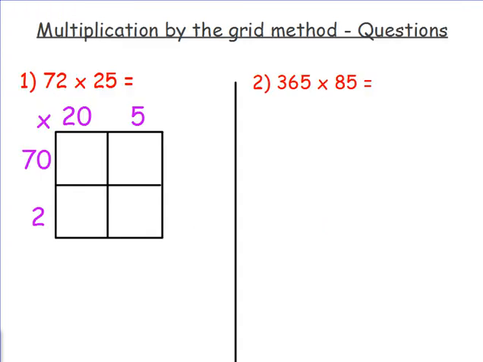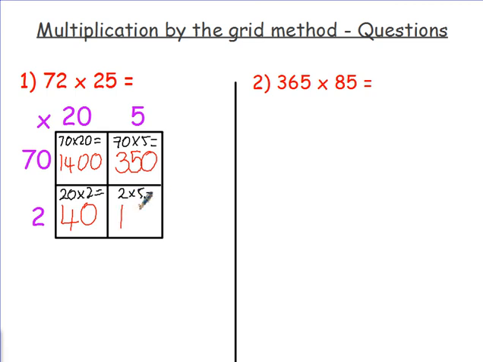There are now 2 questions on the board. Pause the video and have a go at these yourself. The first question we're going to go through is 72 times 25. Grid's being drawn for us. 70 times 20 is 1,400. 70 times 5 is 350. 20 times 2 is 40. 2 times 5 is 10.